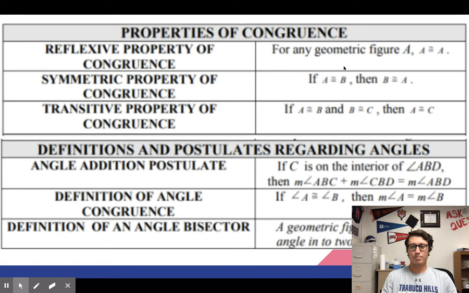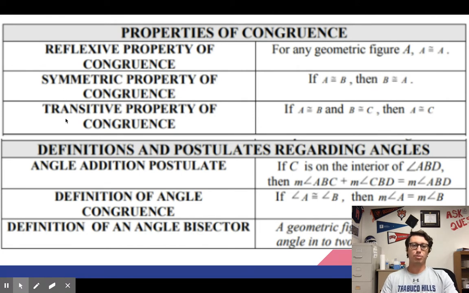Reflexive property means that something is congruent to itself, right? A is congruent to A. I always refer this back to a reflection in a mirror. If you look at yourself, your real life body is congruent to your mirror body as well. Symmetric: if A is congruent to B, then B is congruent to A. Same thing on both sides. It doesn't matter which way you flip them.